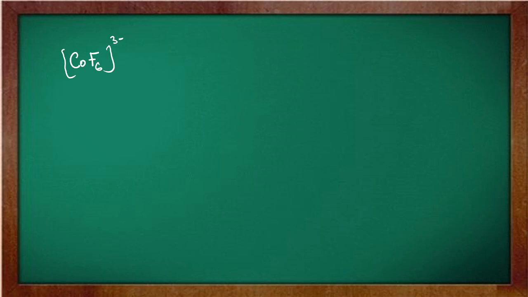Now first of all we need to calculate the oxidation state of my metal. So I am calculating it. X plus fluorine has a charge of 6, which will be -1, is equal to -3. So from here, if I calculate X, I'll get it as 3. So once again my cobalt has an oxidation state of +3.